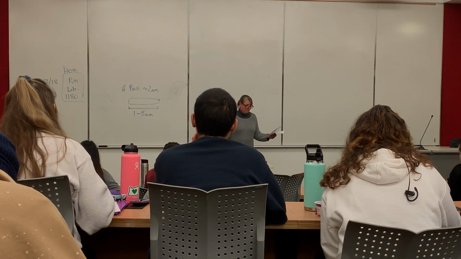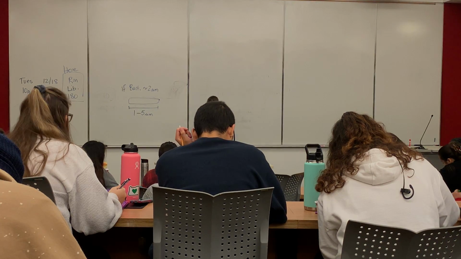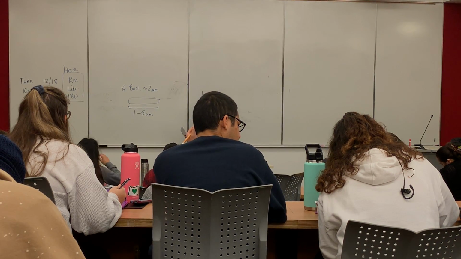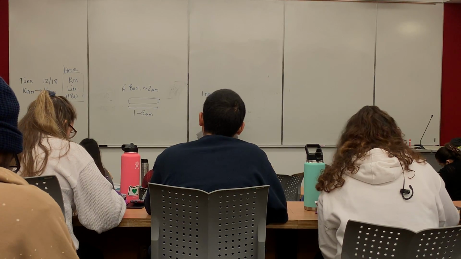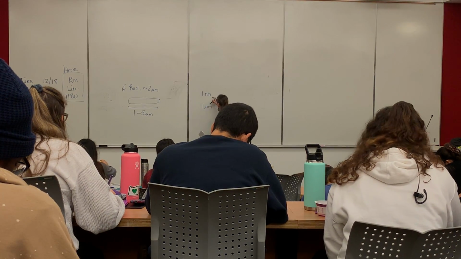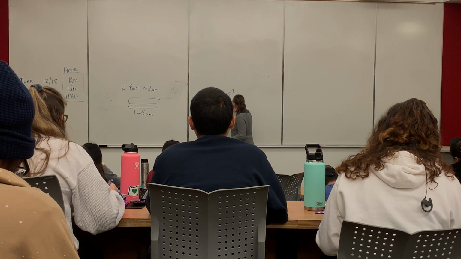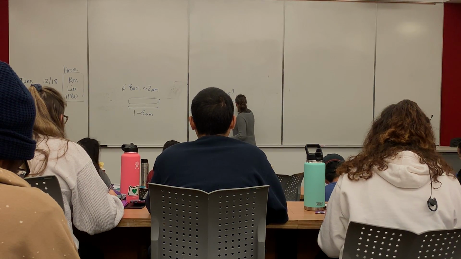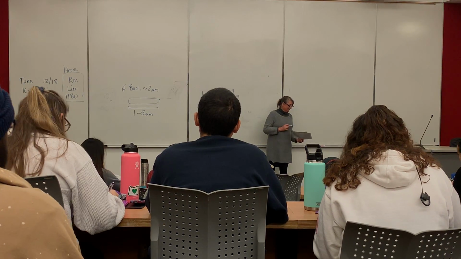Which answer? 2,000. Yeah, it's about 2,000 nanometers, because 1 nanometer versus 1 micrometer: a nanometer is 1 times 10 to the negative 9, and this is 1 times 10 to the negative 6. And so you have to move the decimal point over 3 spots.